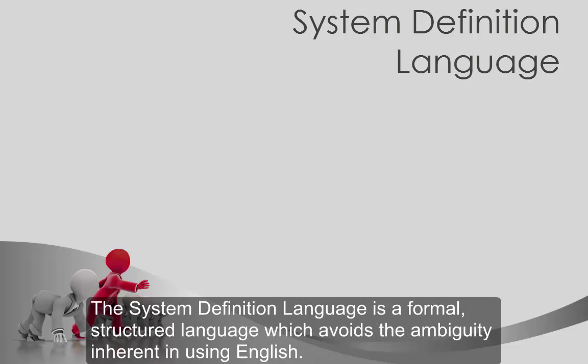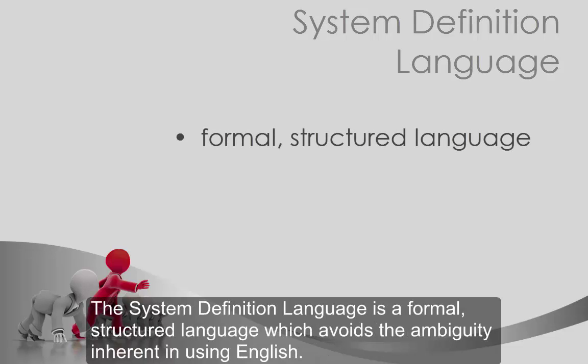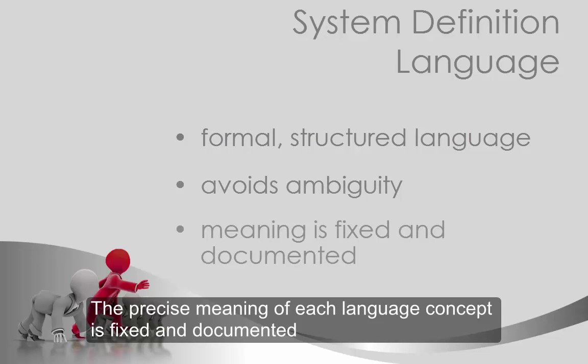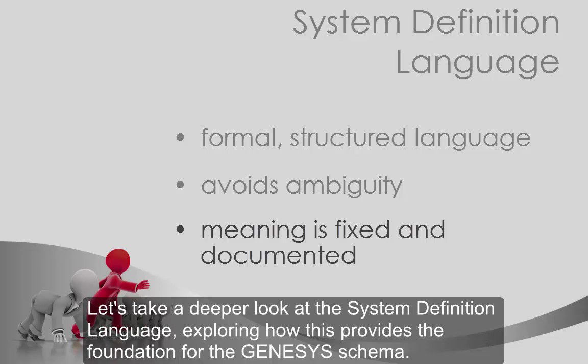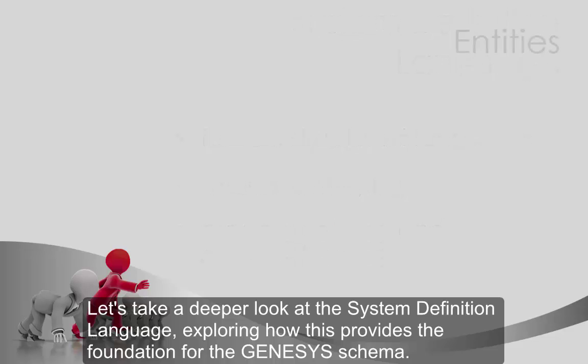The system definition language is a formal, structured language, which avoids the ambiguity inherent in using English. The precise meaning of each language concept is fixed and documented to enhance team communication and ensure unambiguous interpretation of your design using this language. Let's take a deeper look at the system definition language, exploring how this provides the foundation for the GENESYS schema.